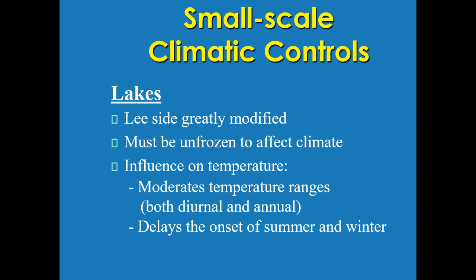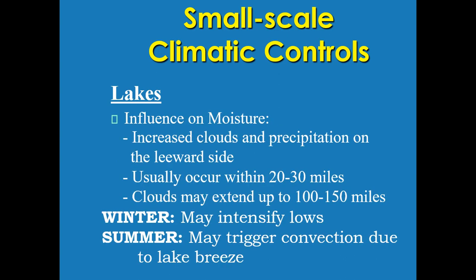The influence of lakes on temperature generally produces a moderate temperature range, both diurnally on a daily basis as well as annually. And the influence on temperature delays the onset of summer and winter, really. As far as moisture, this is huge. This is a huge small-scale climatic control, especially on unfrozen lakes in the wintertime.